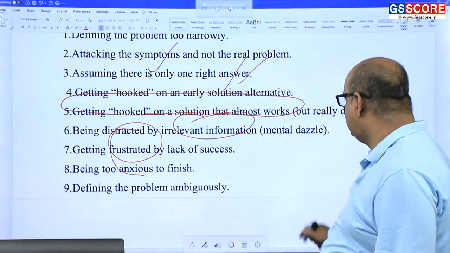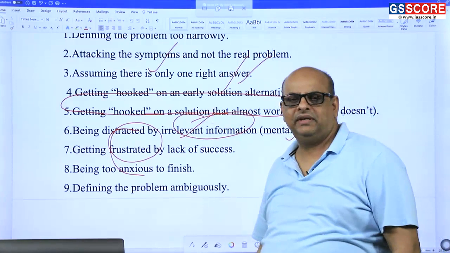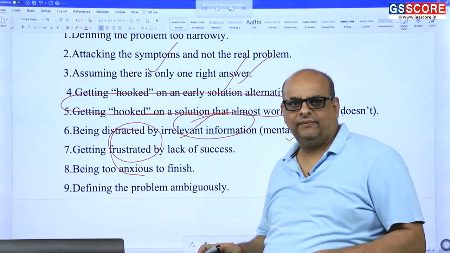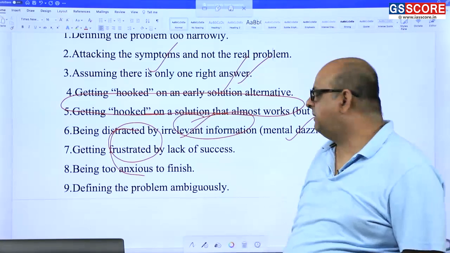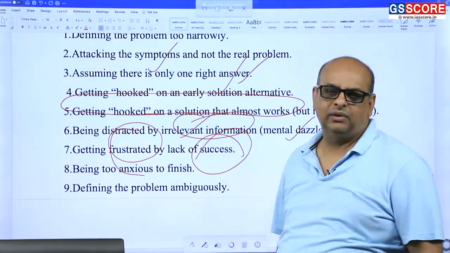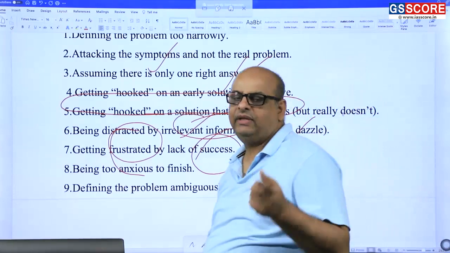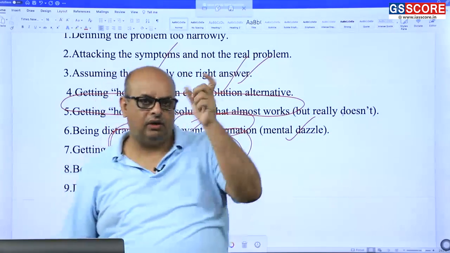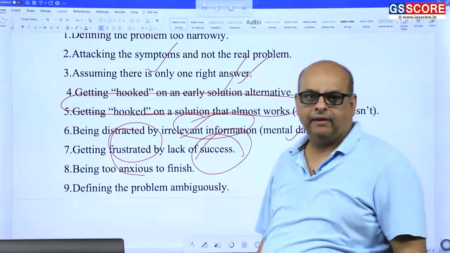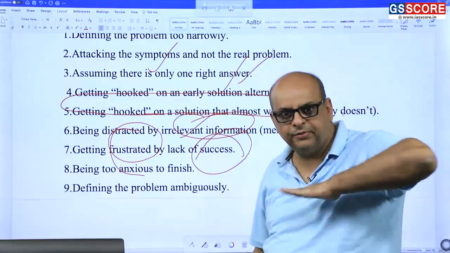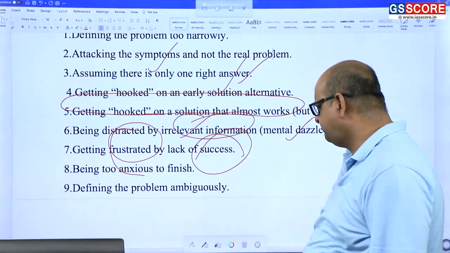Similarly, you can get distracted by the mental dazzle of irrelevant information. There are cases where some irrelevant information is there and you are already stuck in it. Sometimes students get frustrated by lack of success, in the sense you are not getting very good options. And that's why I say that whenever it happens, you think around the objective, constraints, and the stakeholders' interest. You will get some clue, some reference point which keeps your flow of writing going. It will help you to move on.